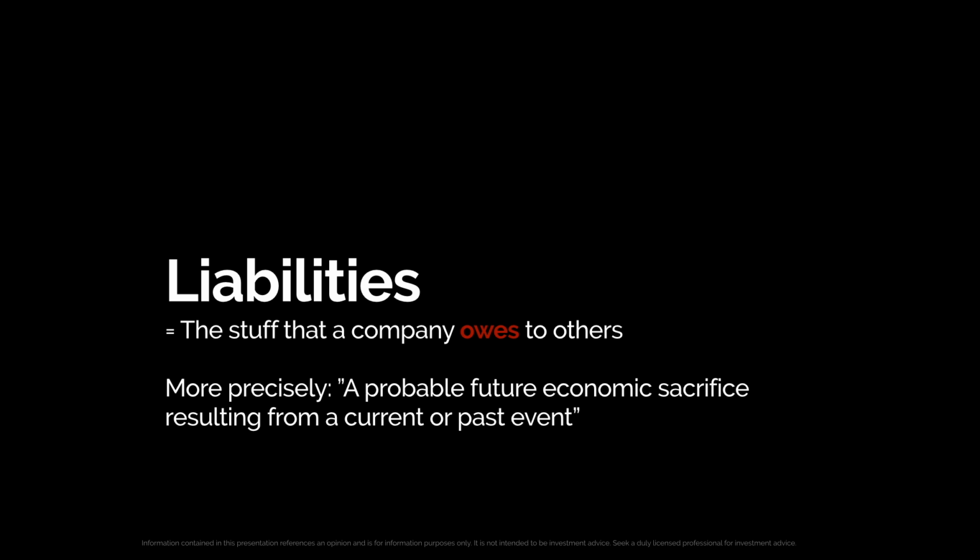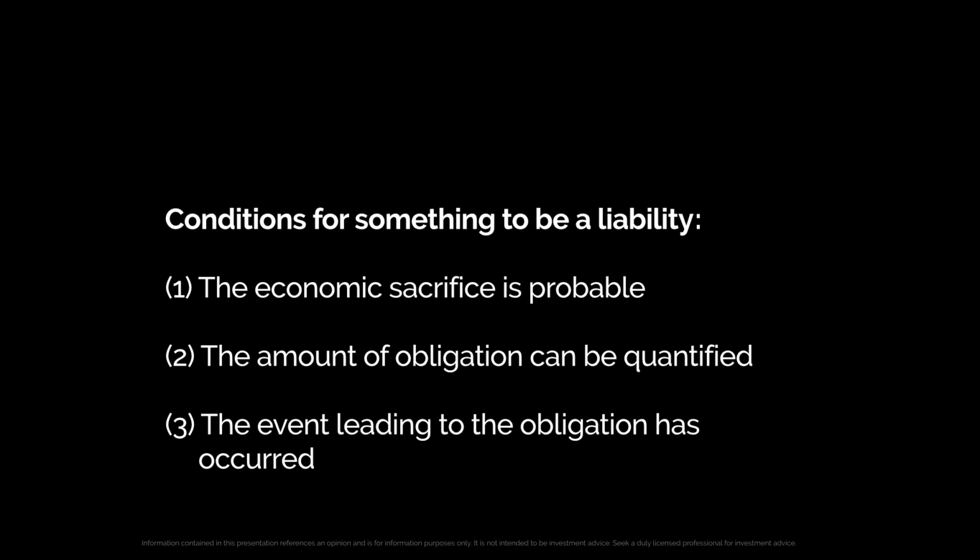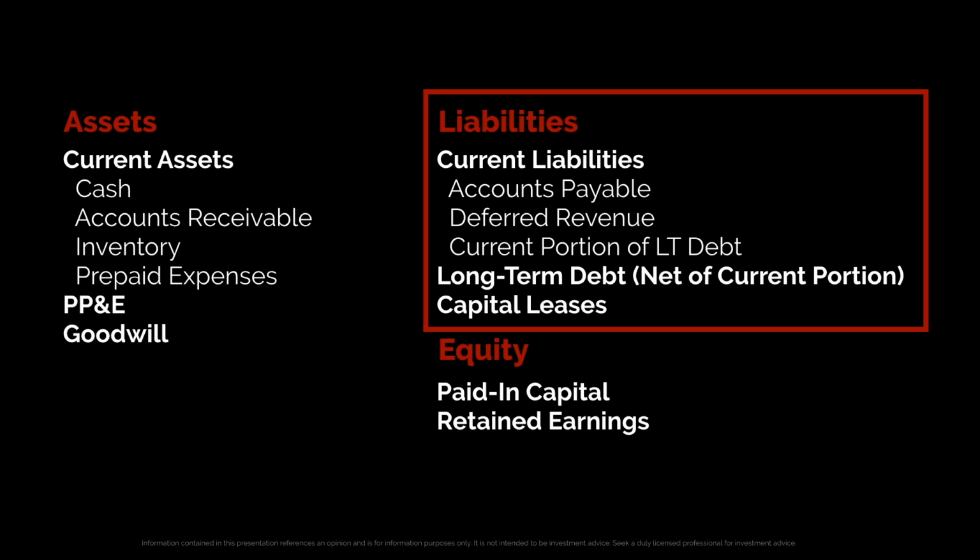Now again, just like we have conditions for something to be an asset, we have conditions for something to be a liability. First, the economic sacrifice is probable, so it's likely you are going to actually have to owe that money to someone else. The amount of obligation can be quantified. We know exactly how much money we owe, and the event leading to that obligation has occurred. So if you were taking out a loan of some sort, you've already signed the loan documents to take out the loan.